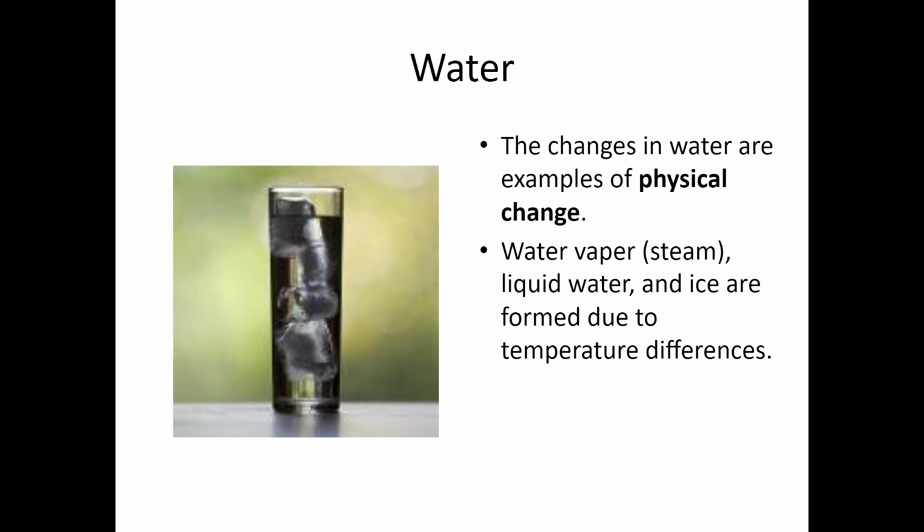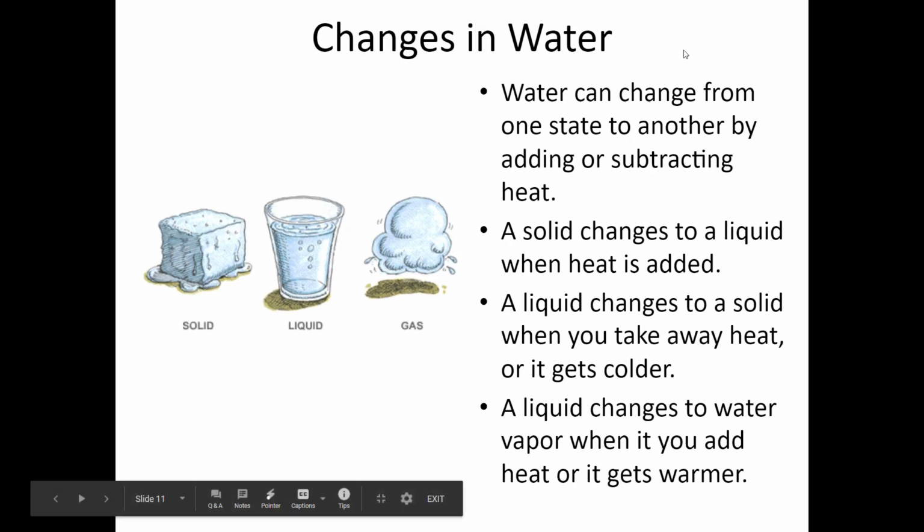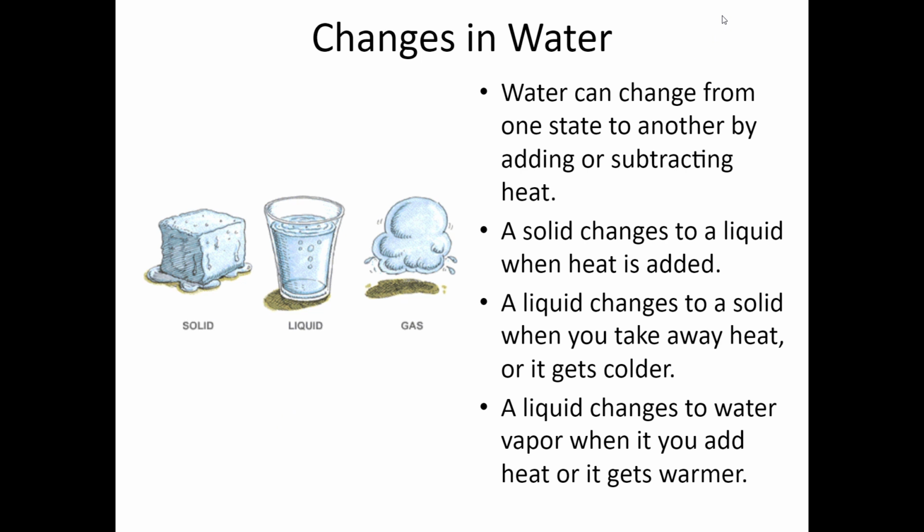Water vapor or steam, liquid water, and ice are all formed due to temperature differences. Water can change from one state to another by adding or subtracting heat. A solid changes to a liquid when heat is added. A liquid changes to a solid when you take away heat or it gets colder. A liquid changes to water vapor when you add heat or it gets warmer. All of these are physical changes of matter.